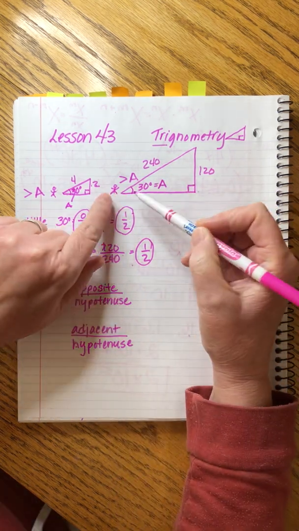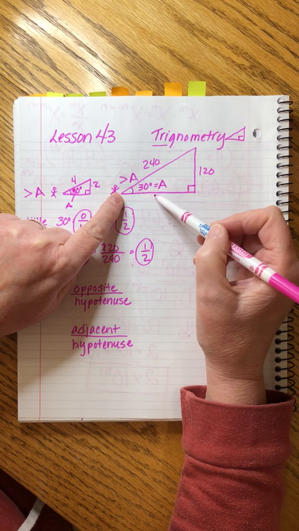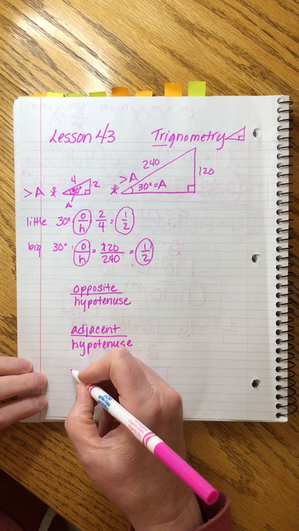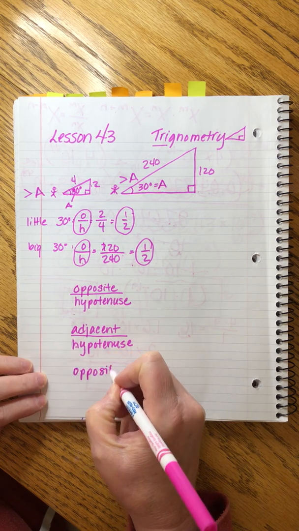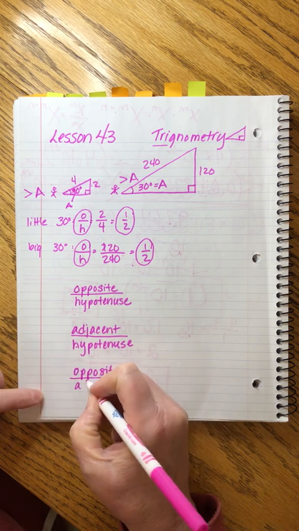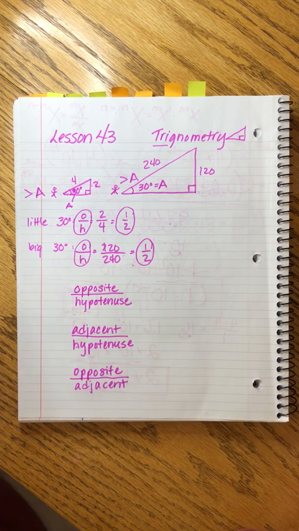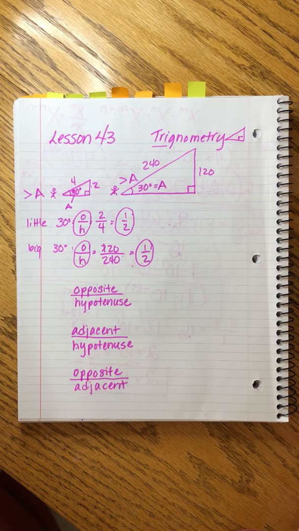Okay, so opposite over hypotenuse, adjacent is the closer one over the hypotenuse, and then the third combination is if we take the opposite and put it over the adjacent. Okay? These particular pairs we use over and over and over and over again.